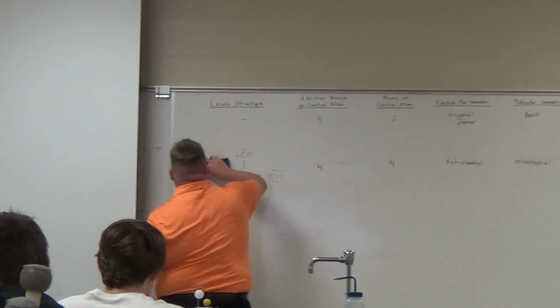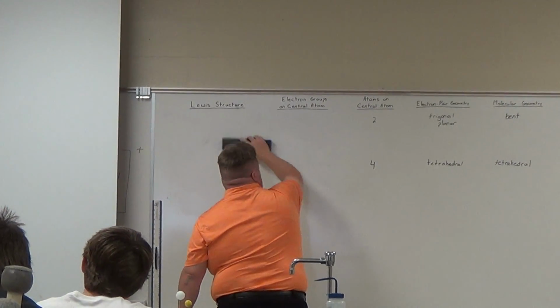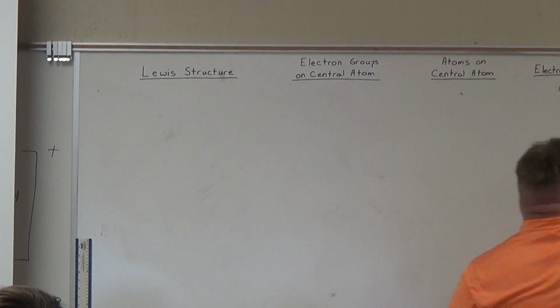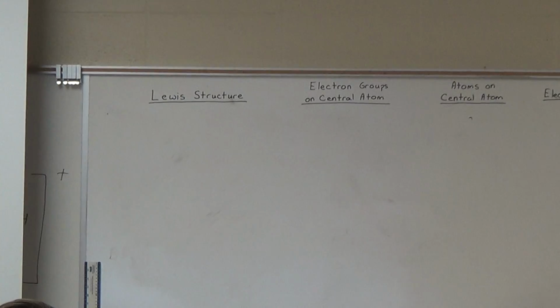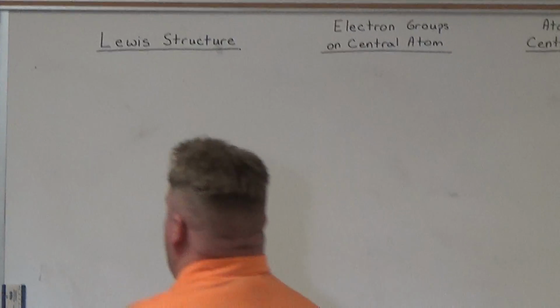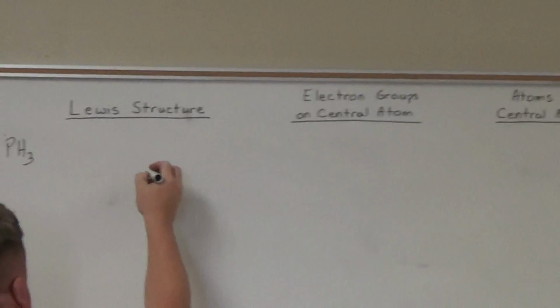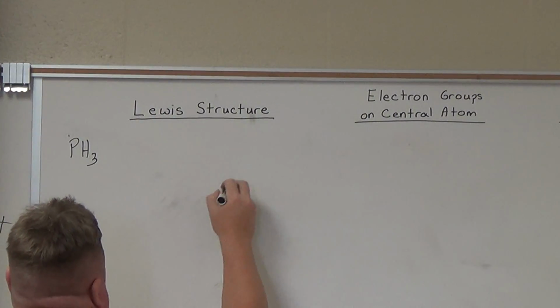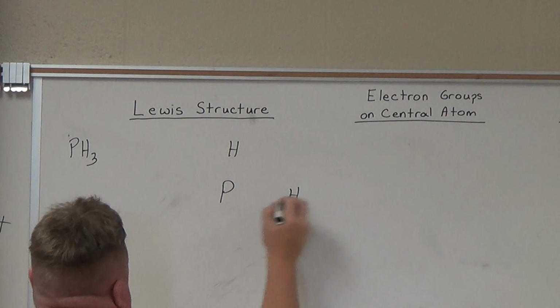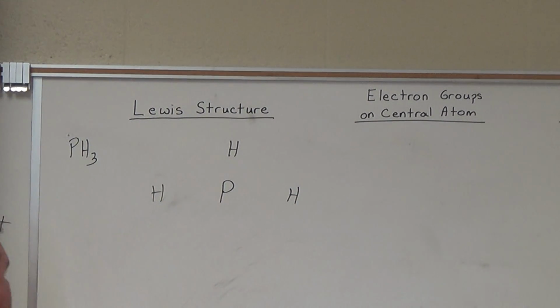What's the next one, guys? PH3. All right, so your central atom will be phosphorus. Okay, how many electrons do we get here? 8 electrons, because 5 from the phosphorus, 1 from each hydrogen. That's 4 pairs. Where do we start with those 4 pairs?